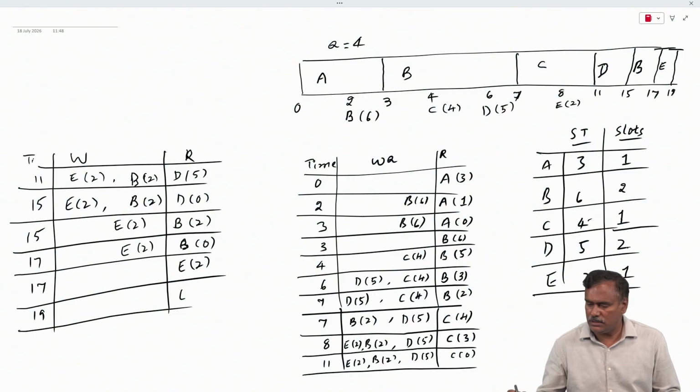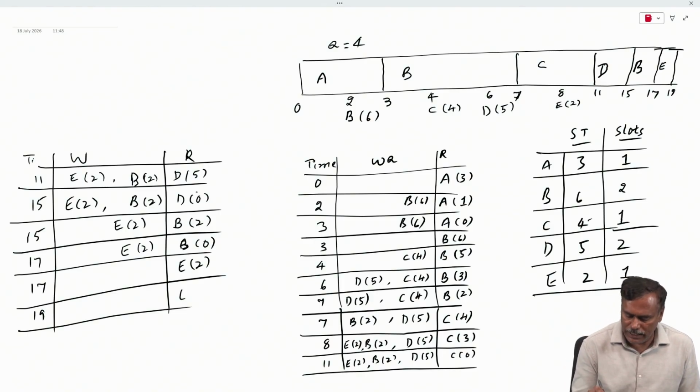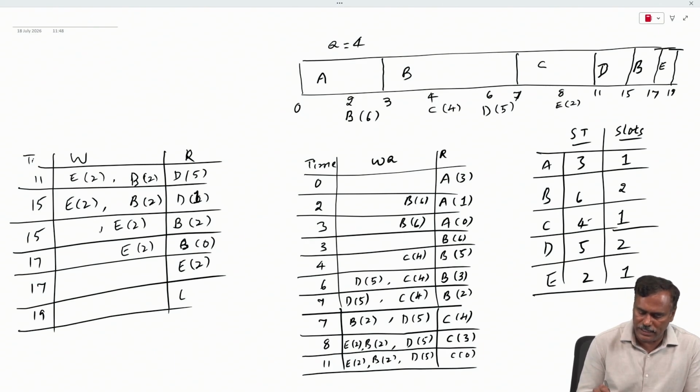C 1 slot, D has been executed from 11 to 15. So it has been executed for 4 units of time. It is 1. So at the 15th interval you are going to start the execution of process B, and you are going to add D right at the back of the queue. This is important. So it is going to be continued.